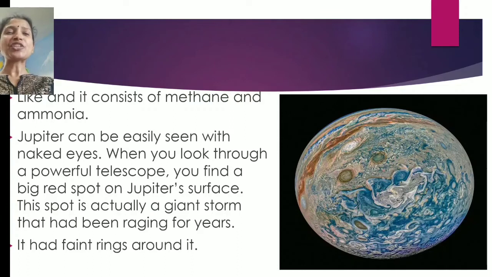This spot is actually a giant storm that had been raging for years. It had faint rings around it. Faint rings around Jupiter. Jupiter is an outer planet, also called a Jovian planet. So it has the ring.